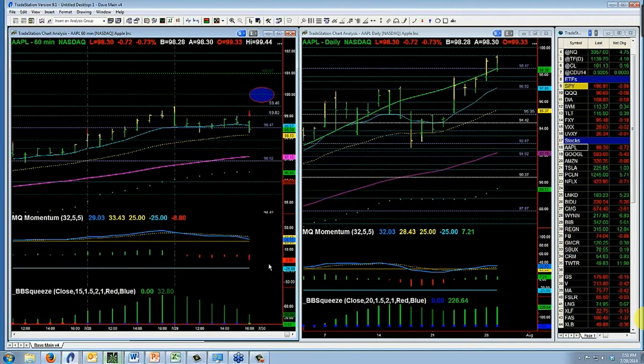Because even with a gap move, usually the momentum picture stays the same. And this is a longer term chart. It has a bigger effect on the gap and the potential gap fill than if it was going in the opposite direction.